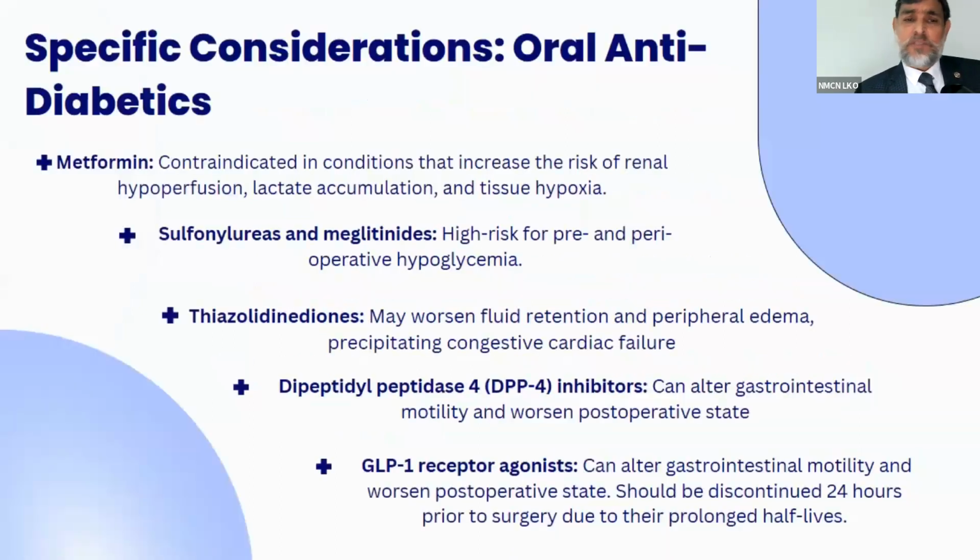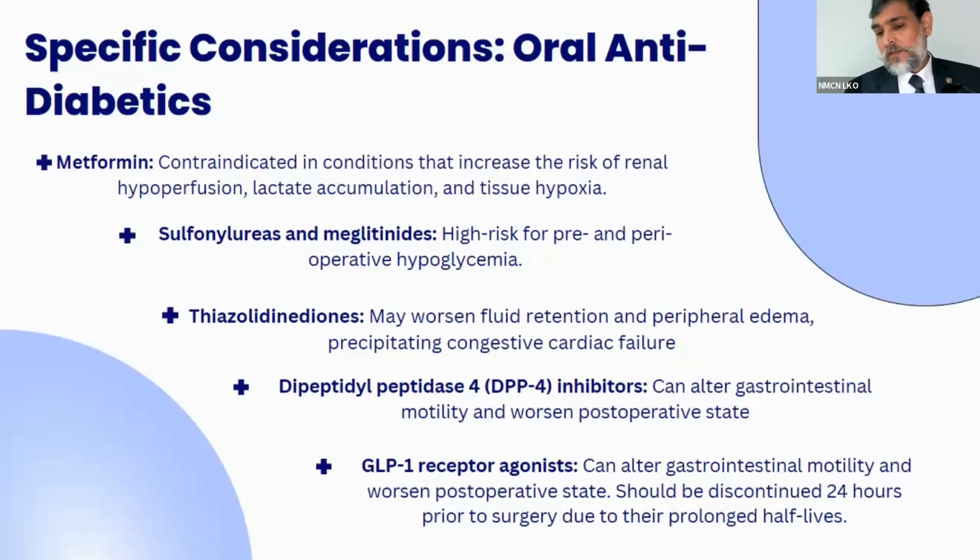This medication can also affect blood glucose control. Then there are specific considerations for oral antidiabetics. Metformin is the most common drug used for diabetics, and it should be avoided. Actually, it is contraindicated in conditions that increase the risk of renal hypoperfusion, lactate accumulation, and tissue hypoxia. Sulfonylurea, as I said, and meglitinides are a high risk for pre and perioperative hypoglycemia. Has very long half-life. Thiazolidinediones may worsen fluid retention and peripheral edema, and should be avoided if there is congestive cardiac failure. DPP-4 inhibitors can also create a problem, as they alter gastrointestinal motility and worsen the post-operative state.